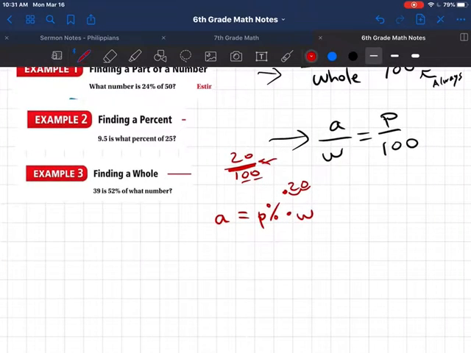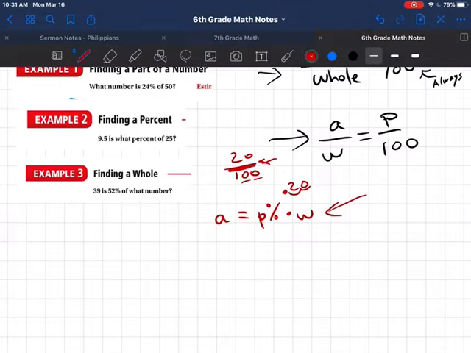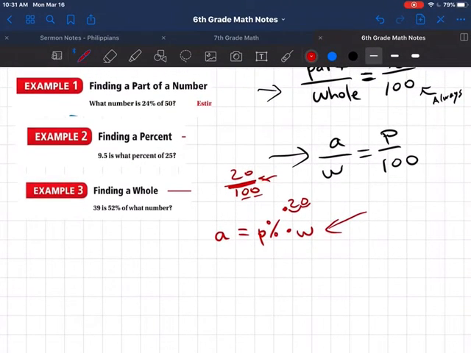We're just going to remember this equation right here, and we're going to apply it. No matter which one of these three we have, let's start with example 1. What is 24% of 50? So 24%, we're trying to find the part. This is pretty simple because we're already solving for A, the part.